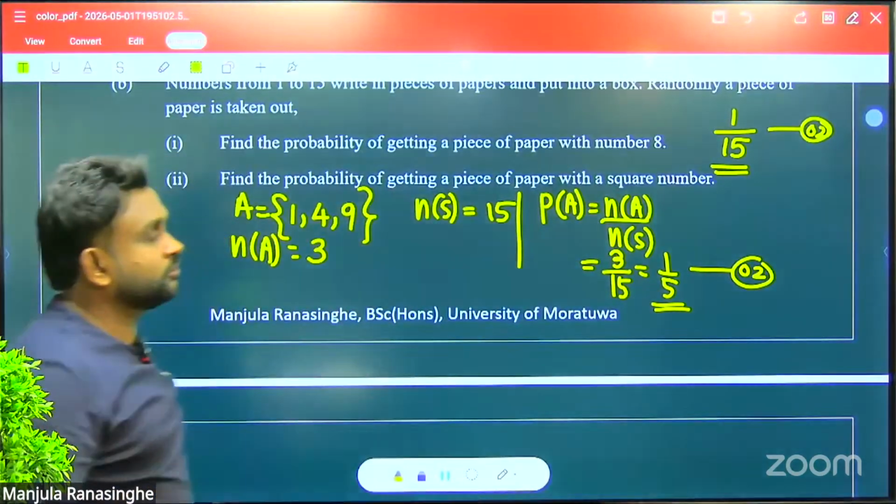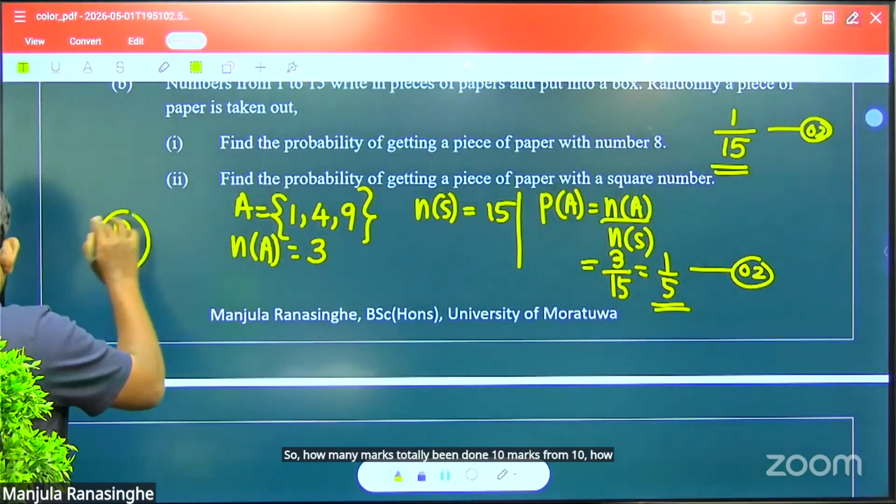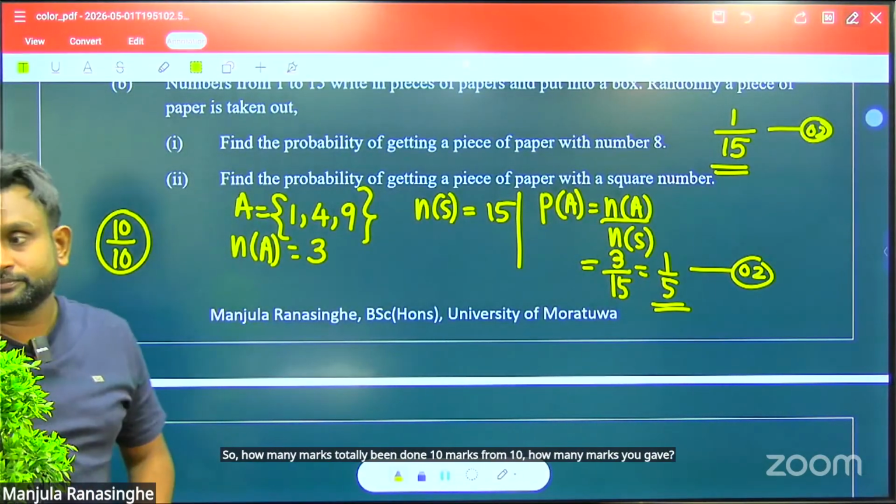So how many marks in total have been done? 10 marks. From 10, how many marks did you get?